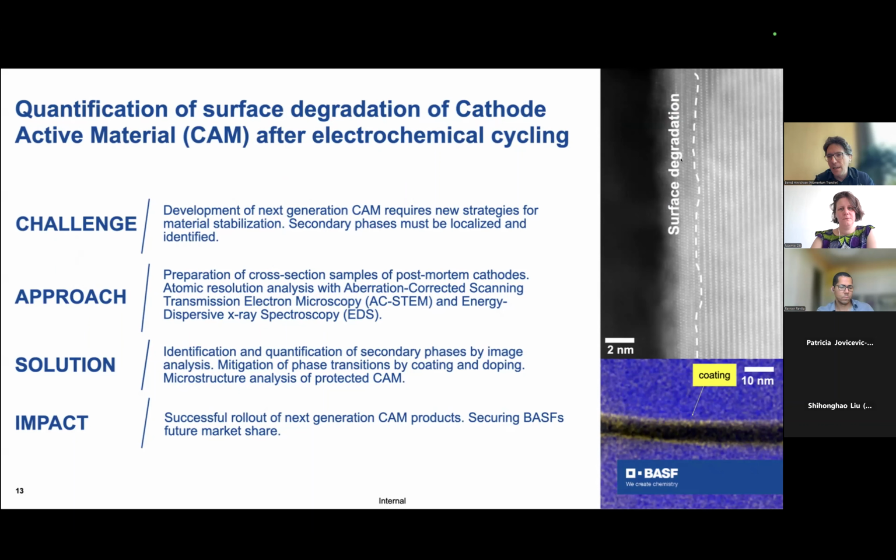And here we looked in detail, using our very nice corrected microscope, which had an atomic resolution that you see here, at how the surface was degrading, and how that could be changed, for example, using a coating. And here at the bottom image, you can see an elemental distribution of different elements that are used for coating, and at the top you can see how that impacts the surface structure of the cathode active material.